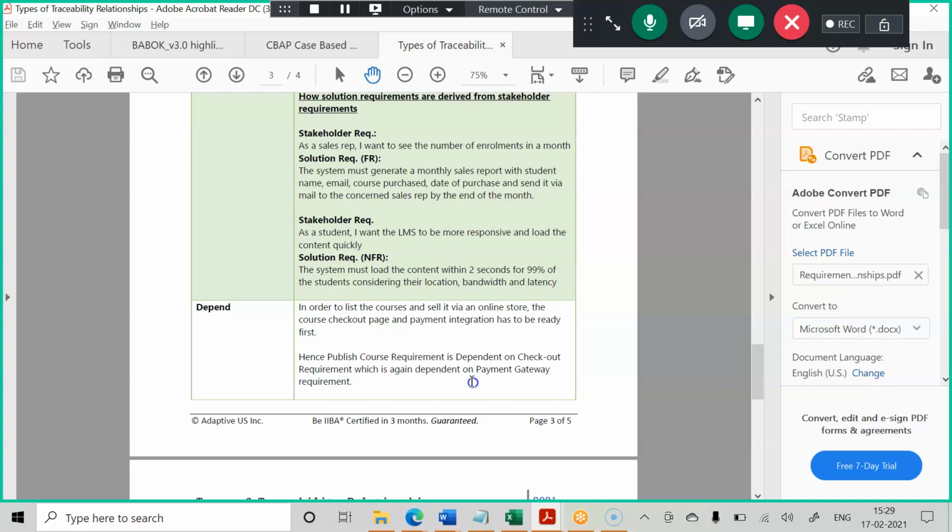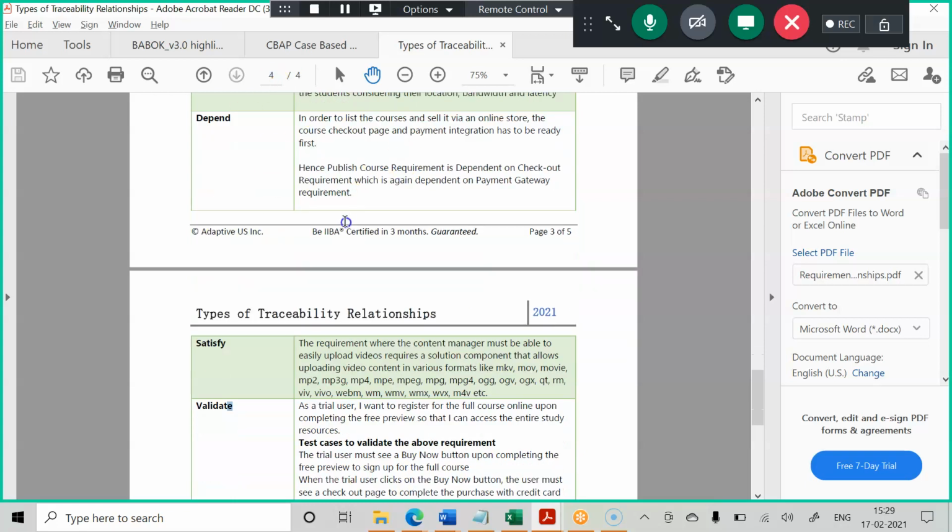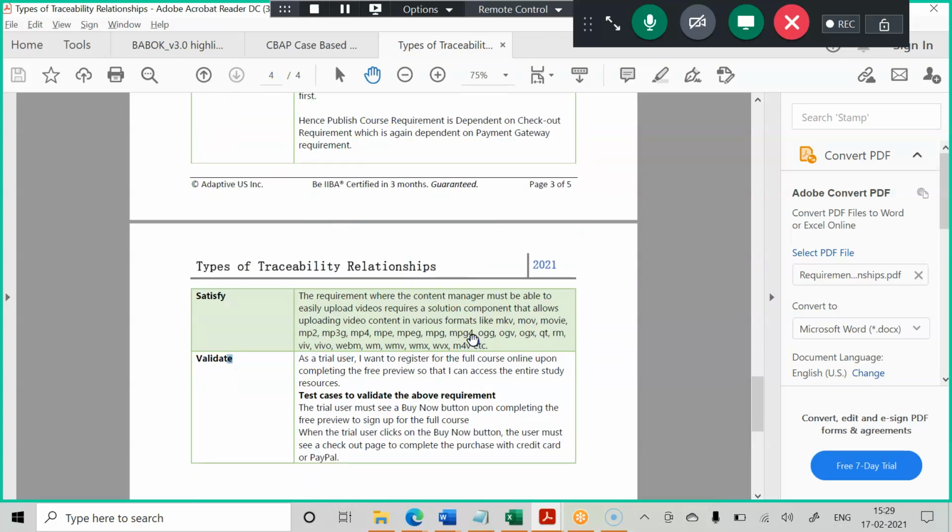So those two requirements are dependent on each other. When you have one, you will be able to easily implement the other. So that is the depend relationship. Then satisfy is like when you have a solution component.